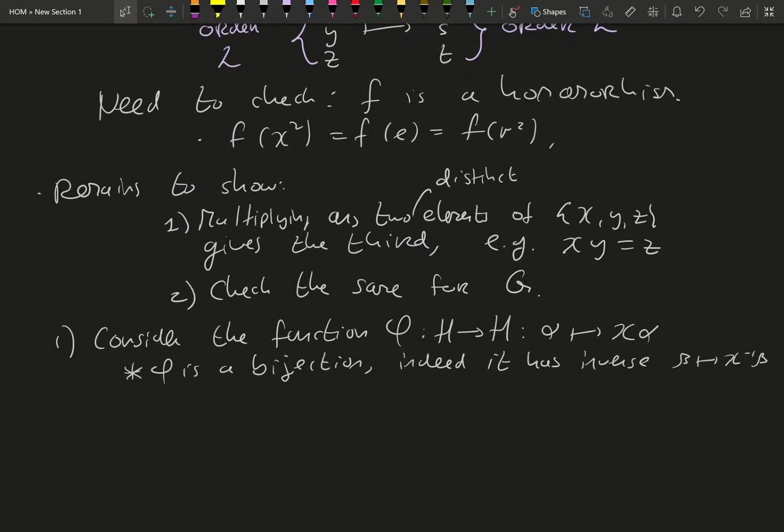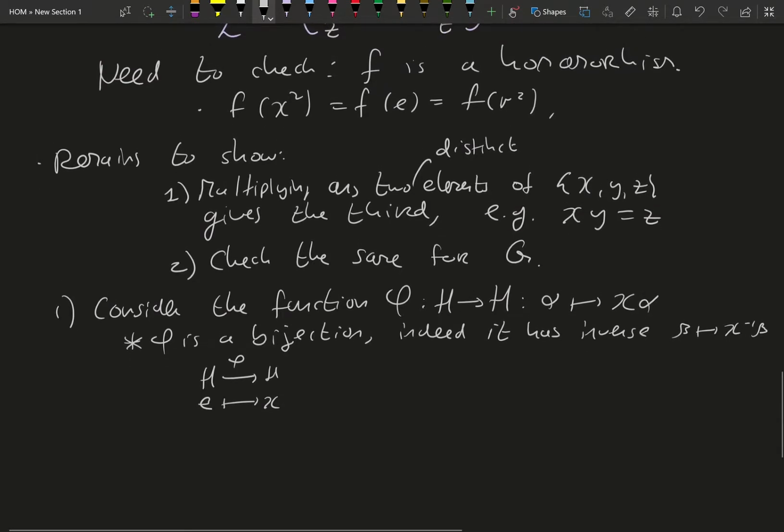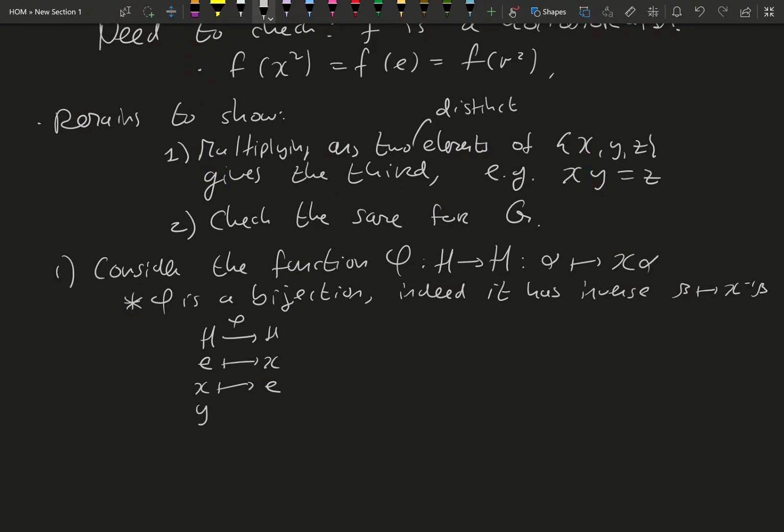Okay, so we have now a bijection from H to H, right? And we know that it maps E to X. And we know that it maps X to X squared, which is E. And then we have Y, Z left. And either it maps Y to Y and Z to Z, or it flips them. So suppose that it maps Y to Y. So suppose phi of Y is Y. Then XY is Y.